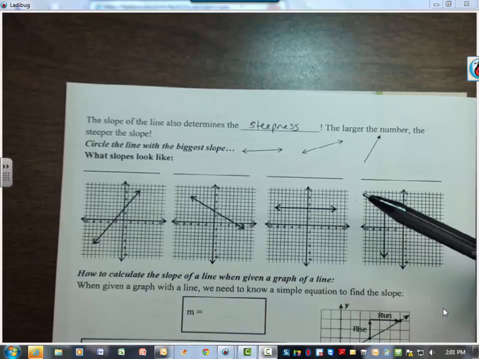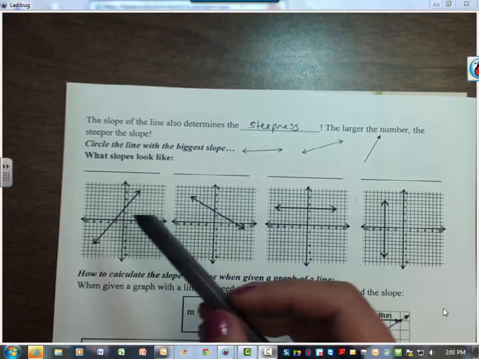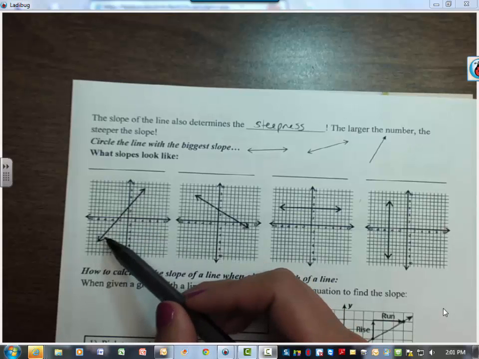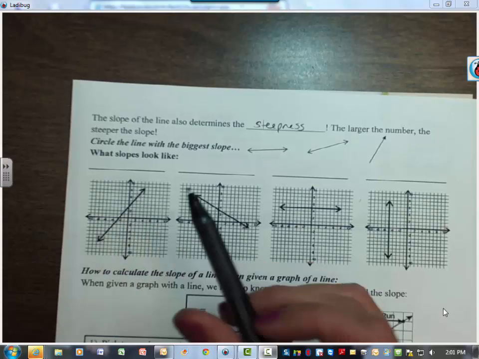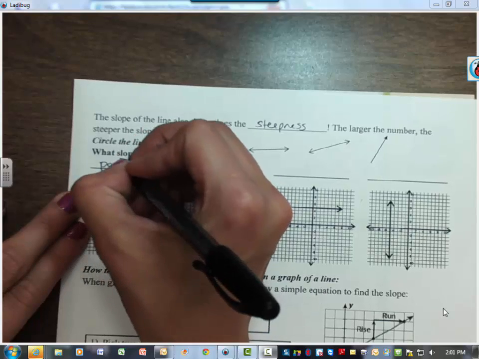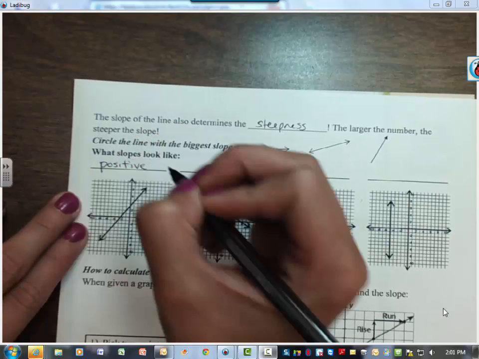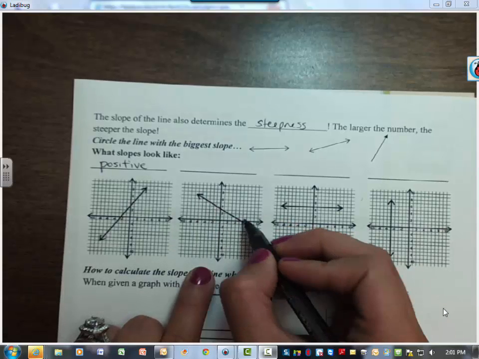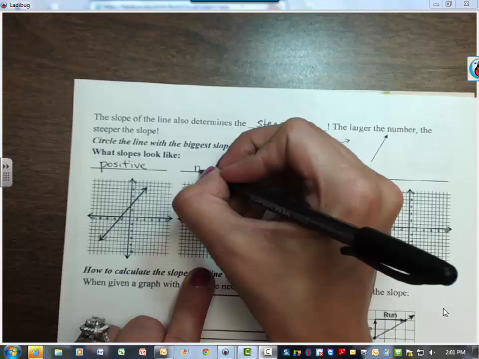There's 4 different types of slope. If you look at this graph going from left to right, I'm looking at this line and looking at the slope. Left to right, it's going up. So this is going to be a positive slope. If I look at this graph, my line is going from left to right, it's going down, which means this is a negative slope.